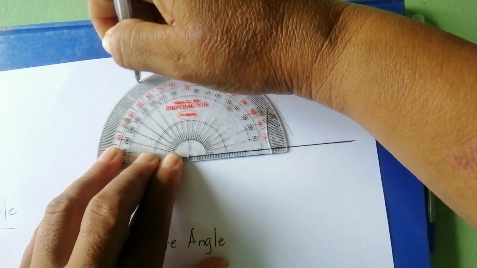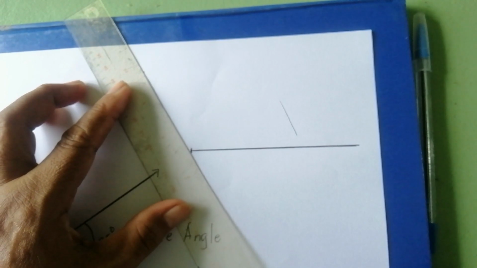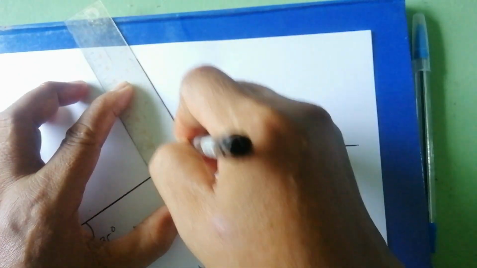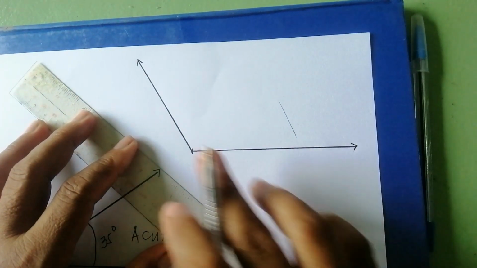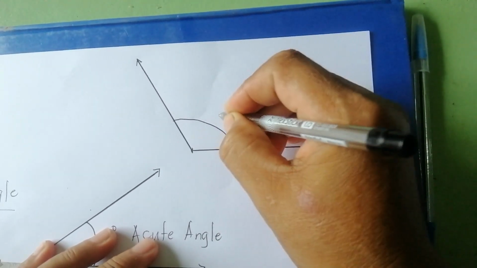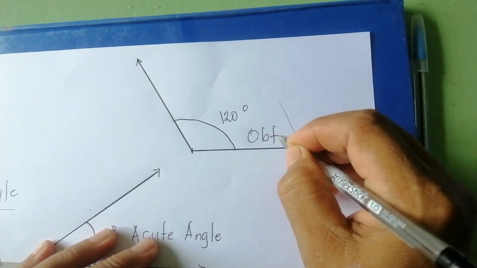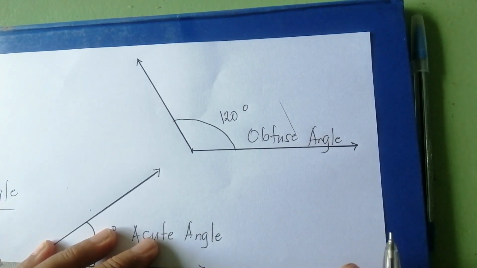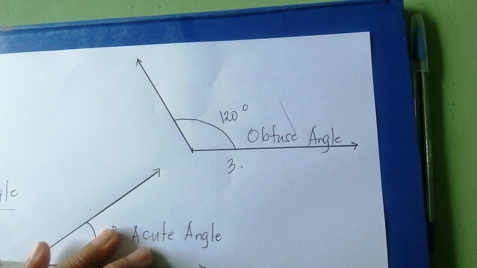Again, put a dot, then connect with a line or a ray. This one here. Then place an arrow, since these are two rays. Then this one is already a 120-degree angle, and this is considered an obtuse angle. This is number 3, the last among the classifications of angles according to their measurement.